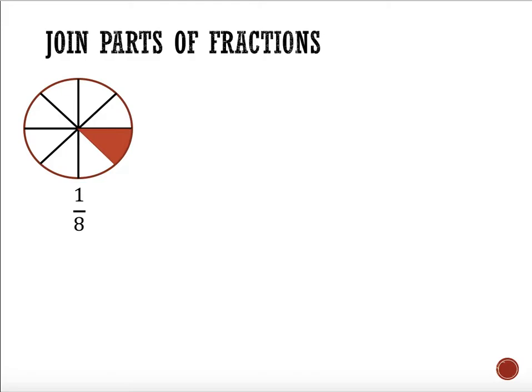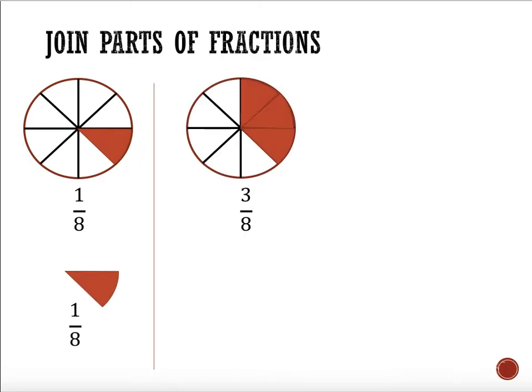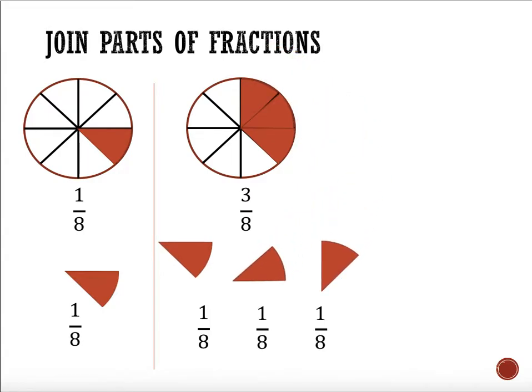Now I have a pie here with 8 equal parts and I have selected one part of it, which is 1/8. Now I have another fraction 3/8 where I have 3 parts selected out of 8 equal parts. So let's see, all the 3 parts, each one of them represents 1/8 of the pie. Now, when I want to add these three 1/8s together to get 3/8, how do I do that?